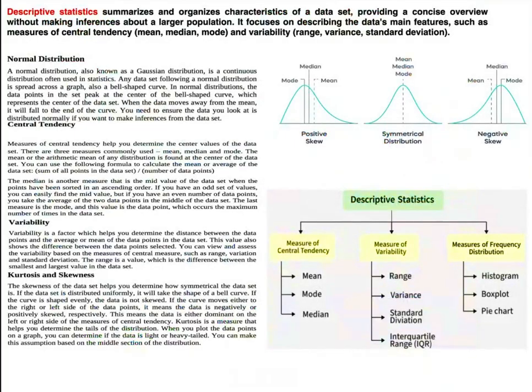Now, in descriptive statistics, you summarize and organize the characteristics of the data to provide a concise overview without making inference about a larger population. So here you think about mean, mode, median, range, variance, standard deviation, histogram, box plot, pie chart.